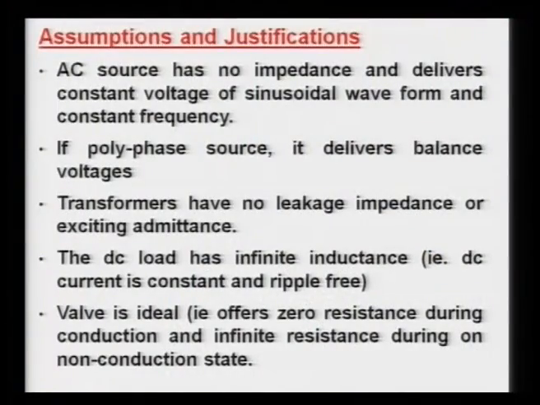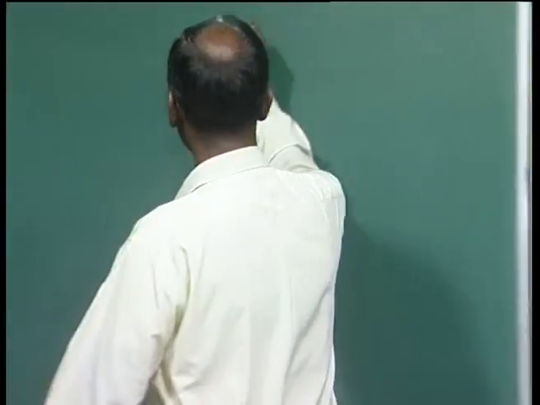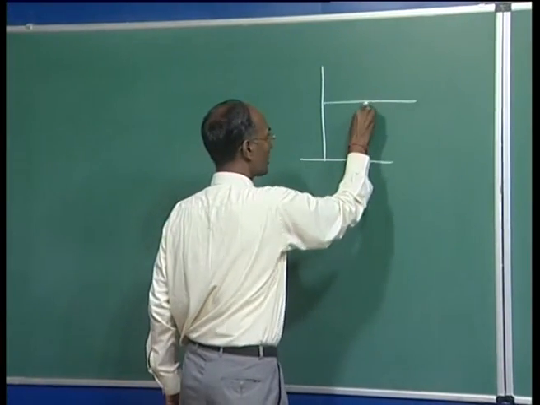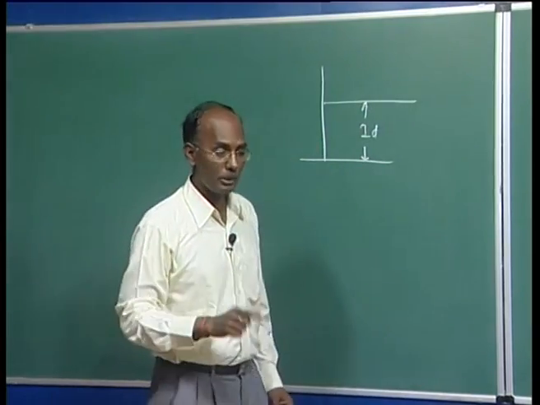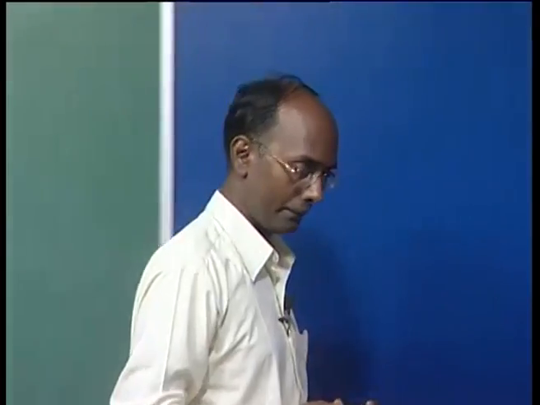The third assumption is that the DC load has infinite inductance, meaning the DC current is constant and ripple free, but the voltage will have pulses; it is not ripple free. I mean that the output current is a perfect DC, this is your DC current ID, a constant, ripple free. However, your output voltage is not ripple free, and we will see that later on.